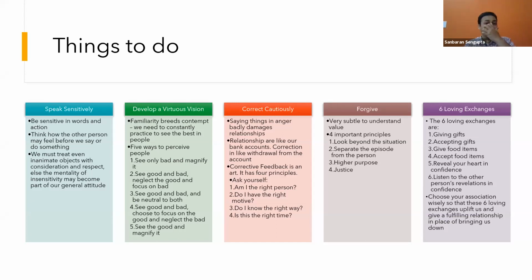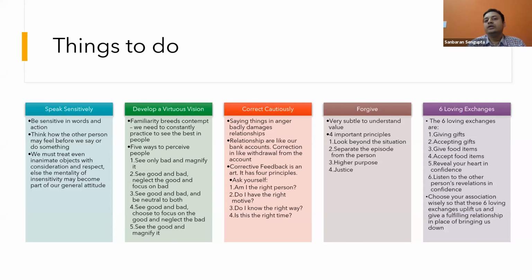The important part is that we have to choose the right people to do these six exchanges with. A relationship can uplift us and give us a happy, fulfilling experience, and a relationship can bring us down. So it is important for us to choose with whom we want to do these six loving exchanges, because the association would decide where we go.